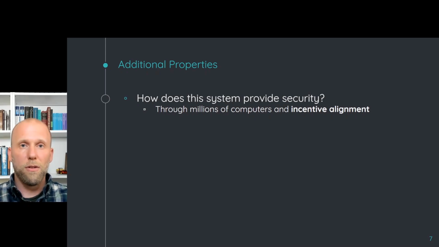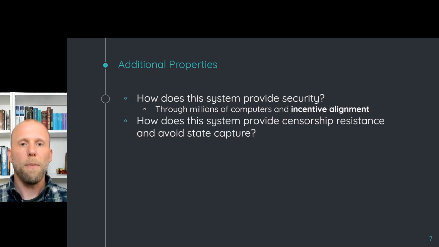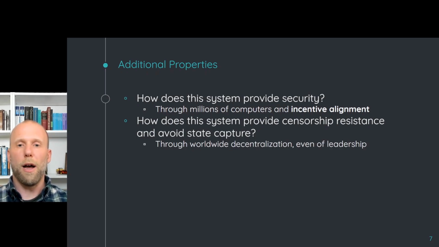Far more value. So anyone just behaving in their own best interest is just going to be a good actor on the Bitcoin network. Incentive alignment is very important. How does this system provide censorship resistance and avoid state capture, which are a couple other important things that we've talked about? Through worldwide decentralization, even of leadership.